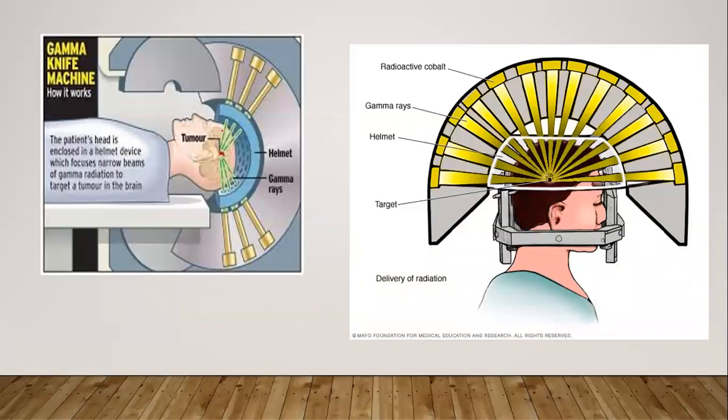So this is a picture of gamma knife therapy. This is the tumor, and the person's head will be covered by a helmet. Through this we should select the target, and the patient's head will be covered in a helmet. Through this we can apply or transmit these gamma rays.